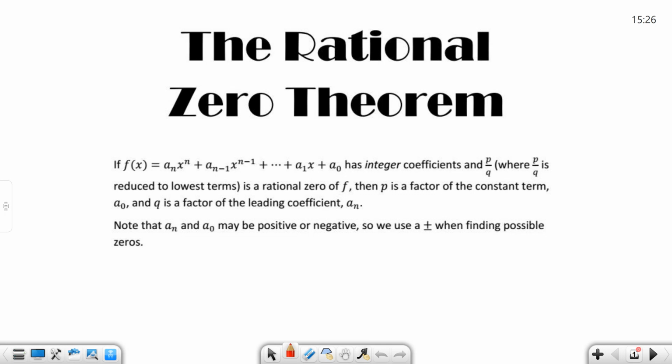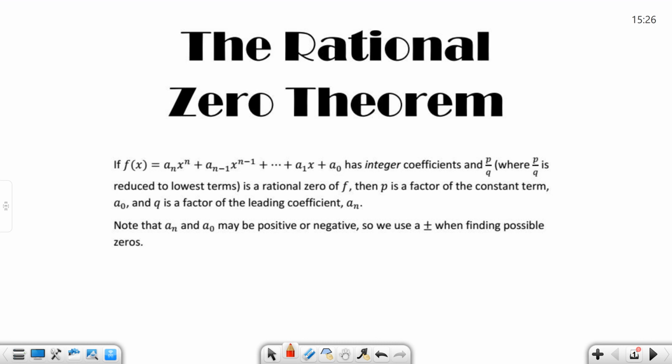The rational zero theorem. Now this looks awful. If f of x equals a sub n x to the n, plus a sub n minus 1 x to the n minus 1, plus dot dot dot, a sub 1 x and a sub 0, that all looks terrible. That just means if it's in descending order, then the coefficient of the biggest power is a sub n, the next biggest power is a sub n minus 1, all the way down to a sub 1 is the power of x, and then a sub 0 is the thing that doesn't have an x with it, okay?